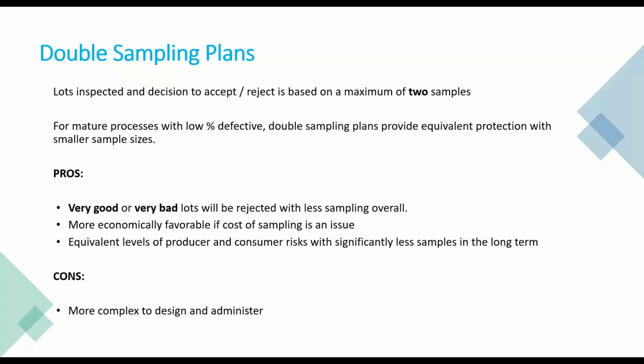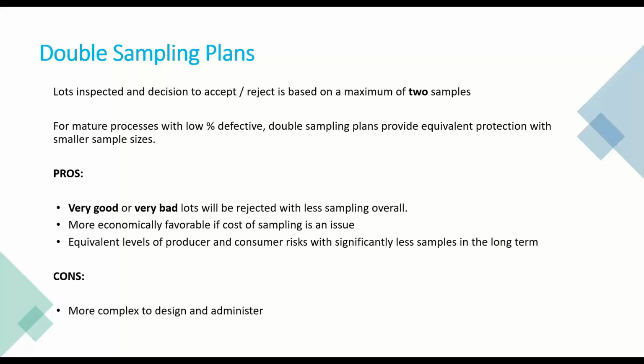Double sampling plans. Lots are inspected, and a decision to accept or reject is based on a maximum of 2 samples. So you're going to pull 1 sample, and then you're going to allow yourself a second chance if you don't do so well. For mature processes with a low percent defective, these plans provide equivalent protection with smaller sample sizes, so that's a bonus, right?